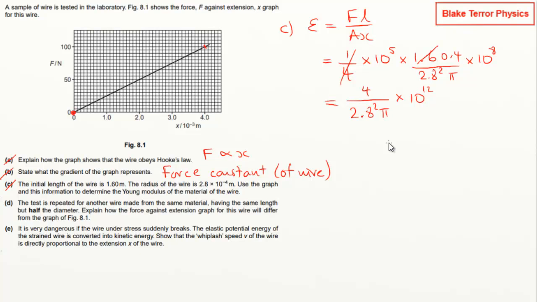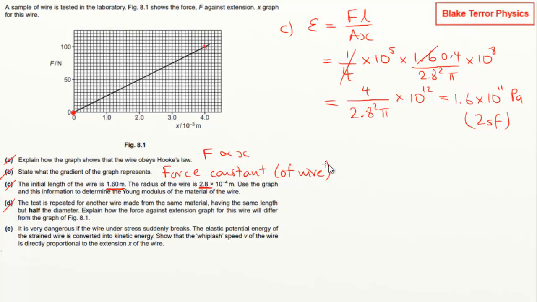So type all of this in. 4 divided by 2.8 squared is that, divided by pi is that. So 1.62 times 10 to the 11. We're still only operating at two significant figures, despite what I've given us here with a 1.60. So I'm going to leave that as 1.6 times 10 to the 11 pascals to two significant figures. So that's Young's modulus.